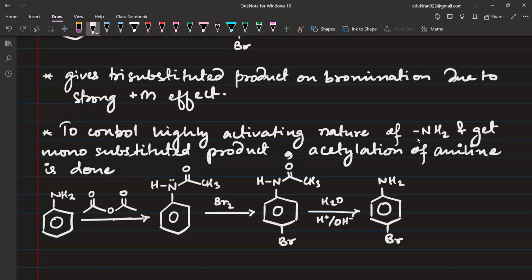Now, the other question that can be asked is why acetylation of aniline gives mono substituted product. ठीक है. Acetylation करने से ऐसा क्या हो जाता है? ठीक है. So that we are going to answer now.